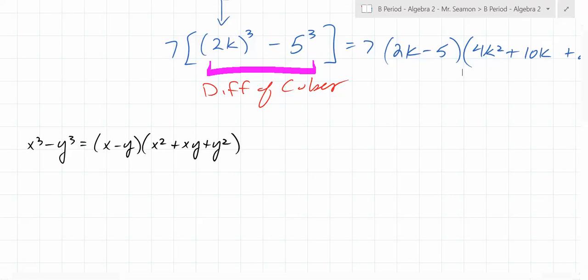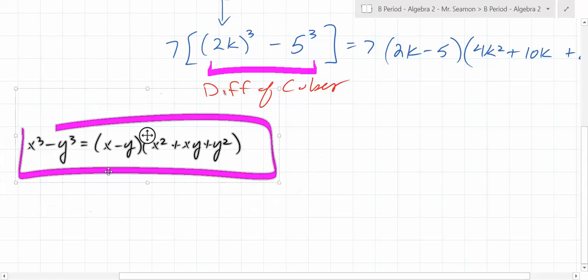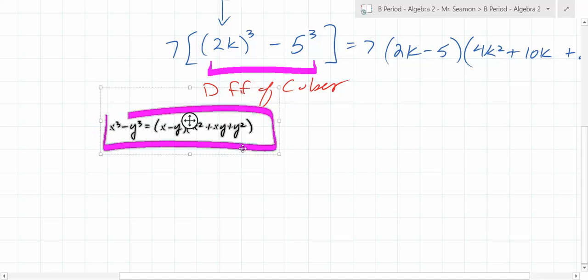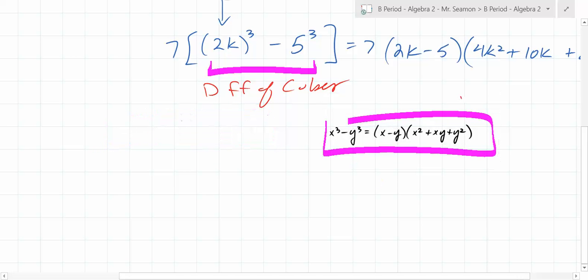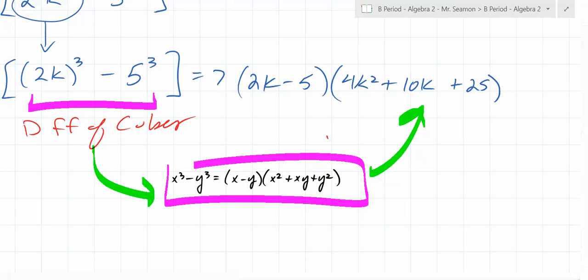If you remember this formula right here, there's the difference of cubes right there. Here it is. I'll go back and explain it. We took the difference of cubes, we applied it, and we got this. How did we get that right there? That's what you're asking, right? This right here is 2k squared, that's the x squared.